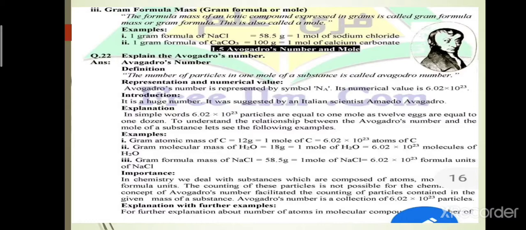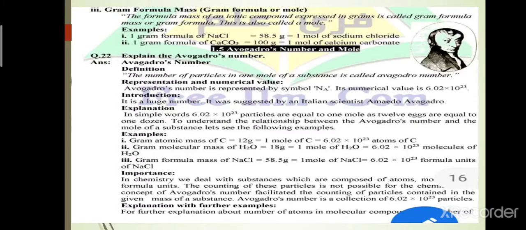The number of particles in 1 mole of a substance is called Avogadro's number. How many particles are in 1 mole of a substance? Substance means maybe an element, molecule or compound. Representation and numerical value: Avogadro's number is represented by the symbol Na. Its numerical value is 6.02 × 10^23. So, if any substance contains 6.02 × 10^23 particles, it will be called 1 mole.